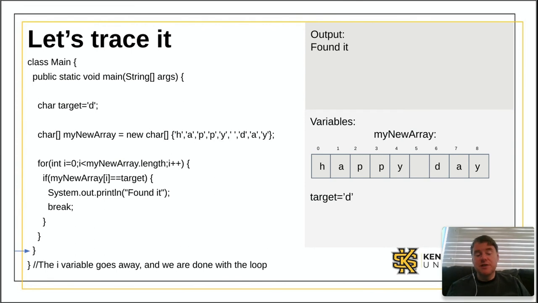So it just jumps out of the loop, and it continues on with the next line of code after the loop. The I variable went away because the loop ended, so that's gone. My target is still there, and my array is still there, and my output is still there. Now I'm at the closing curly brace for the end of the program, and the program ends, and all of the variables go away.